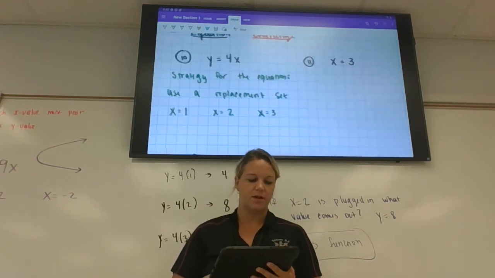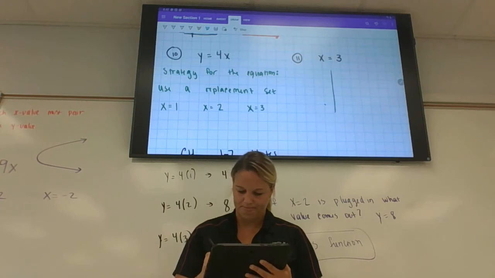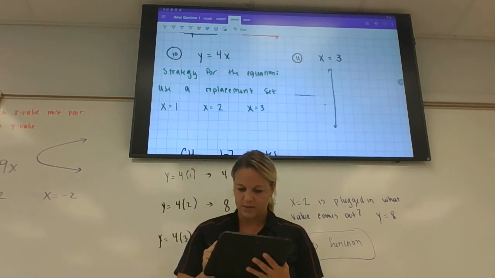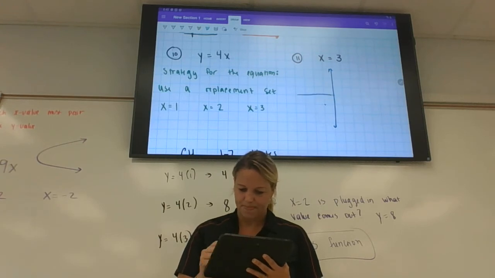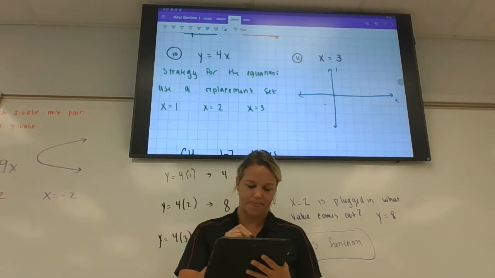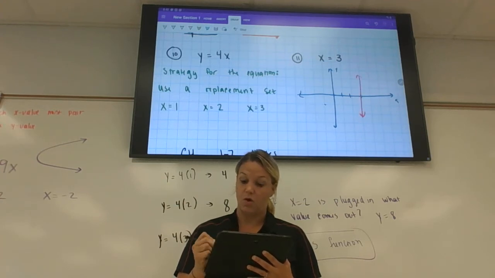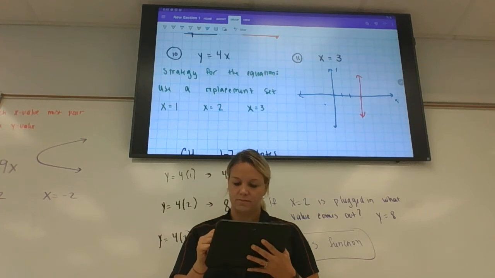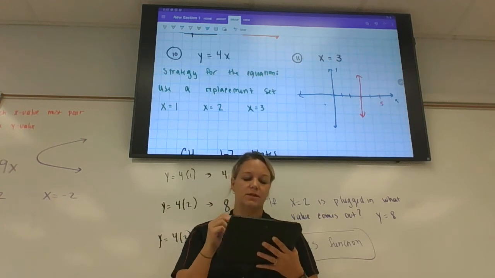Okay, what about number 11? All right, what does x equals 3 look like? Line increasing by 3. I'm going to go on the x-axis. It's vertical. I was tricking you. All right, this is what x equals 3 looks like.